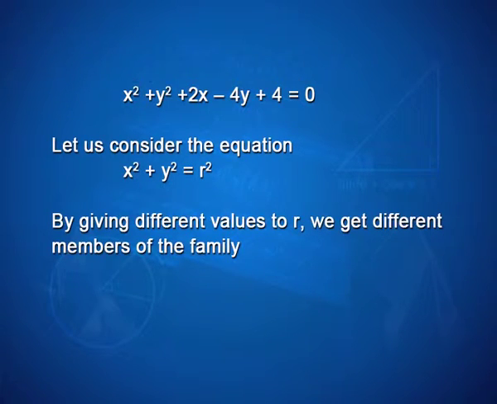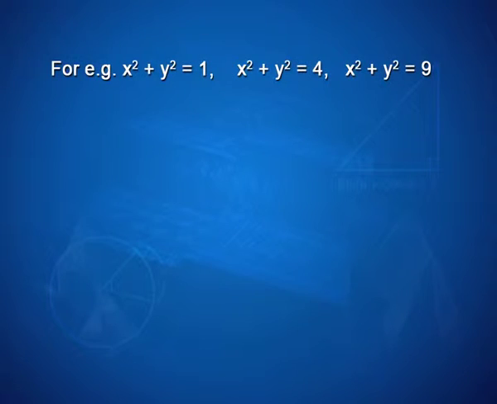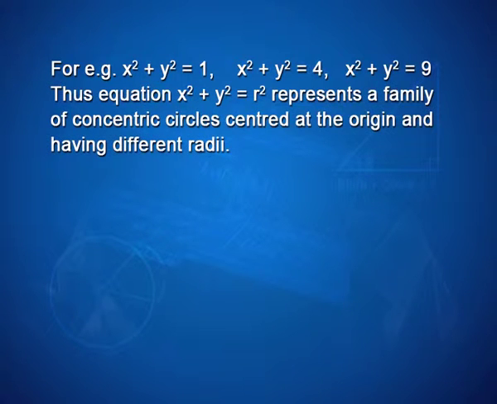By giving different values to r, we get different members of the family. For example, x square plus y square is equal to 1, x square plus y square is equal to 4, x square plus y square is equal to 9. Thus, the equation x square plus y square is equal to r square represents a family of concentric circles centered at the origin and having different radii.